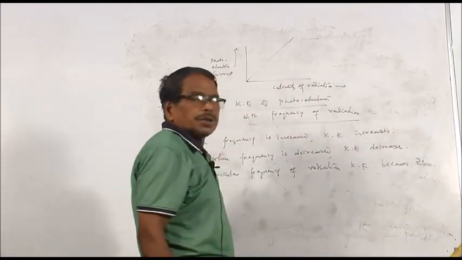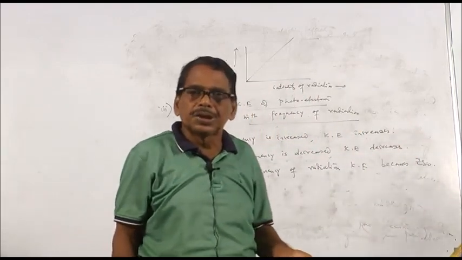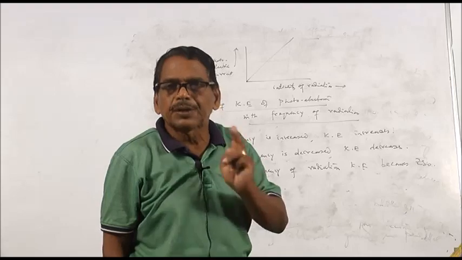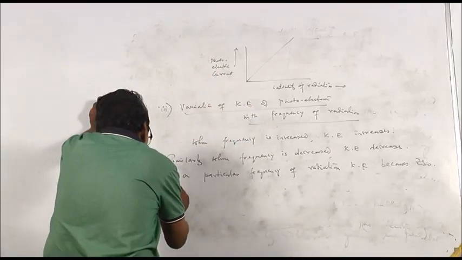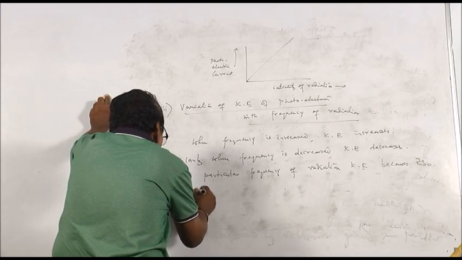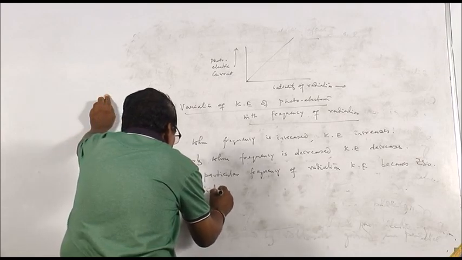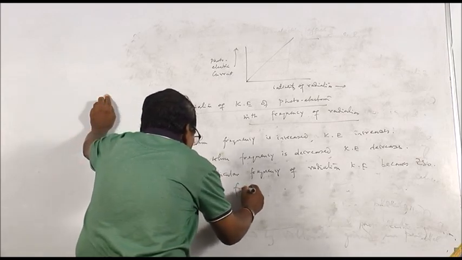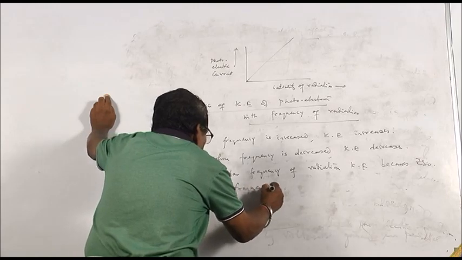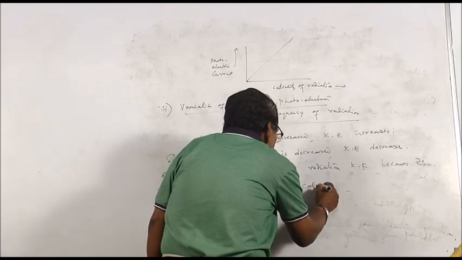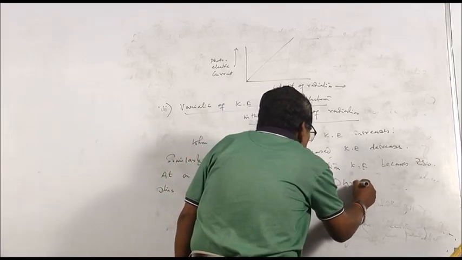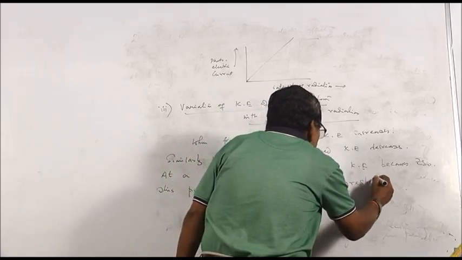This particular frequency is called threshold frequency, which is different for different photosensitive materials.